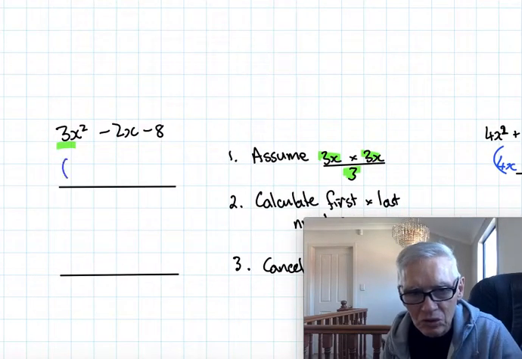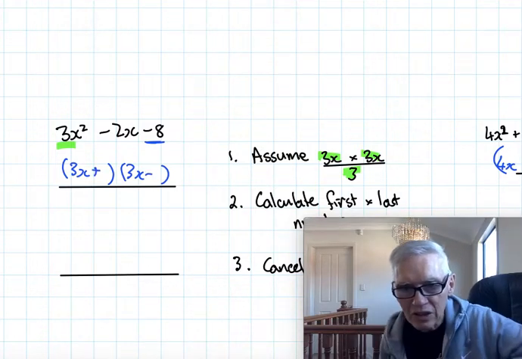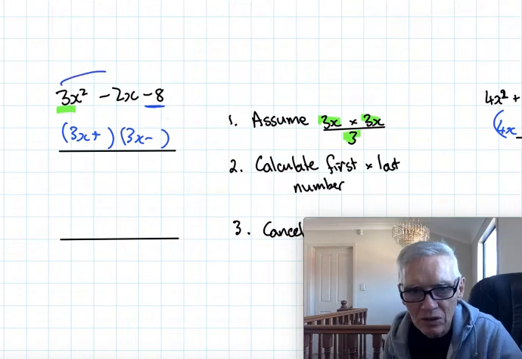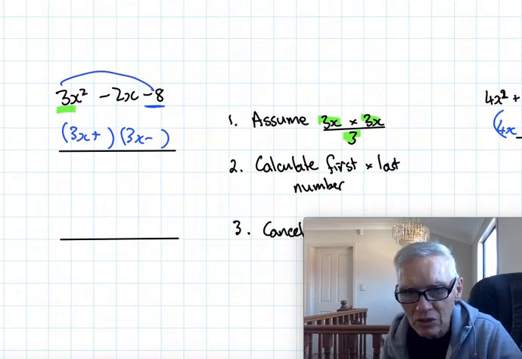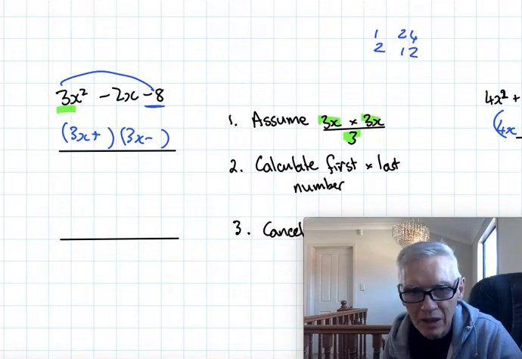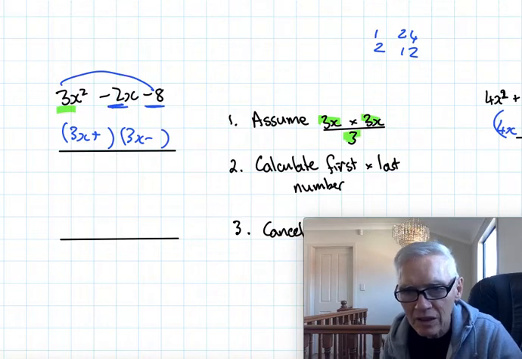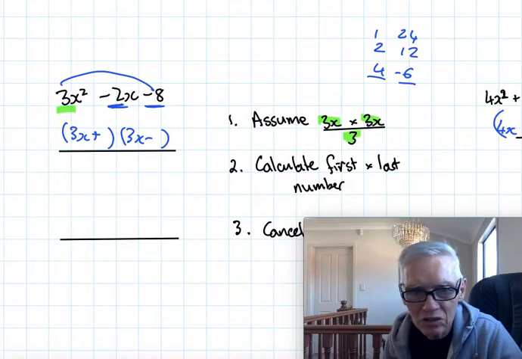So we're going to assume that this is 3x. Because the last number is negative, we've got a plus and a minus in. Then we have to calculate the first times the last number. So 3 times 8 is 24. So we want the factors of 24 where one subtracted from the other gives us negative 2. And so that will give us 4 and 6. 4 minus 6 gives us negative 2. So I know that's 4 there and 6 there. Whoops, I forgot to divide it by 3. So it's 3x divided by 3.